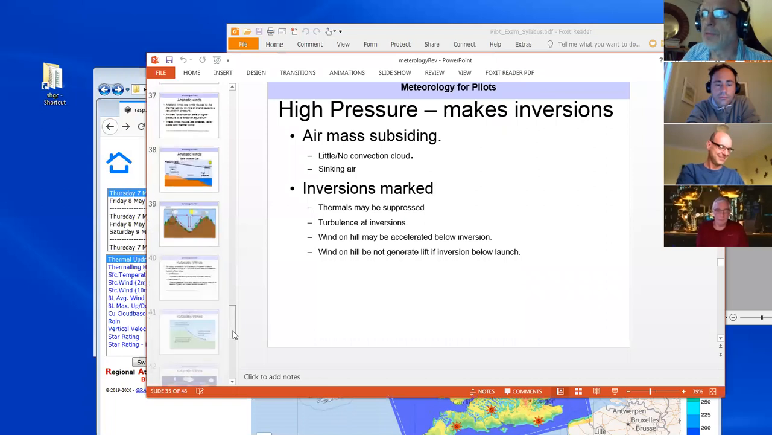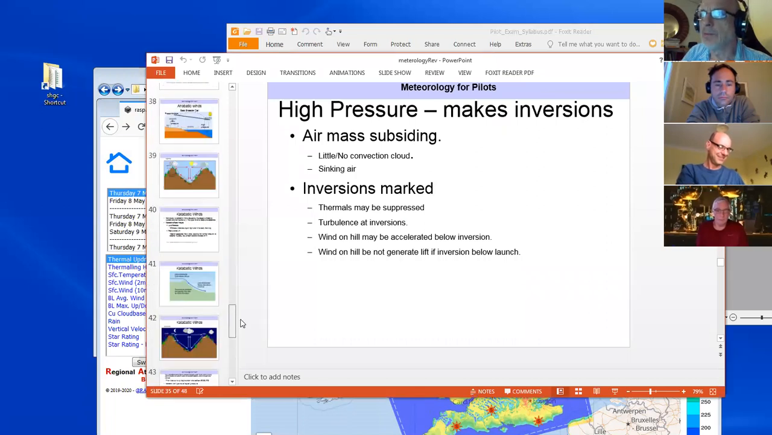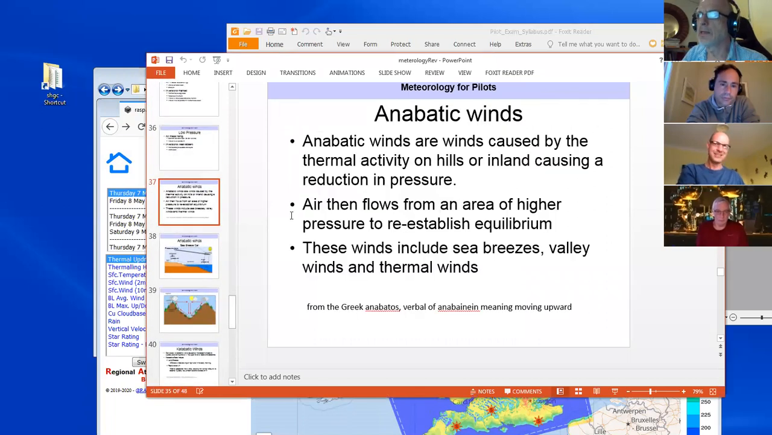So the other bit, the last bit we were looking at last time, was anabatic and katabatic winds, and sea breeze effect.